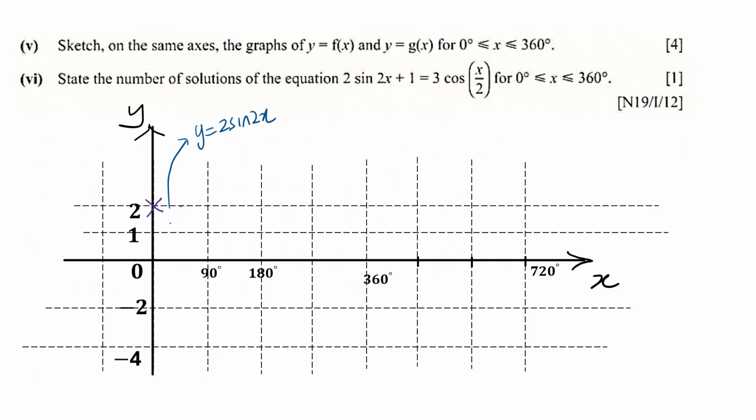Let's sketch the sine curve first. It's easier. y equals f(x), so we're sketching f(x) equals 2 sine 2x. We found out earlier on that the maximum value is 2 and the minimum value is negative 2. When you substitute x to be 0, sine 0 gives you 0, and 0 times 2 is 0. So your first point will happen at (0, 0).